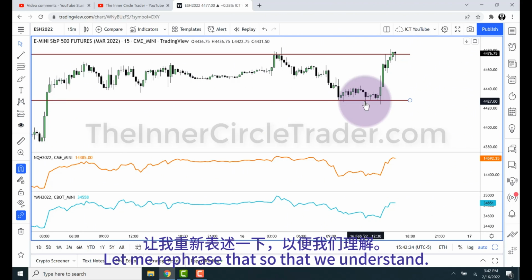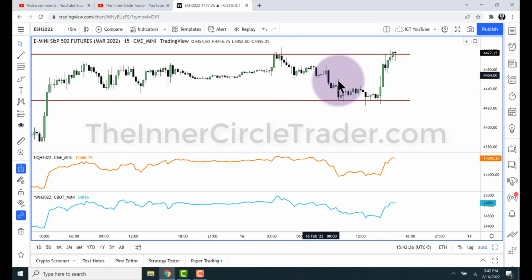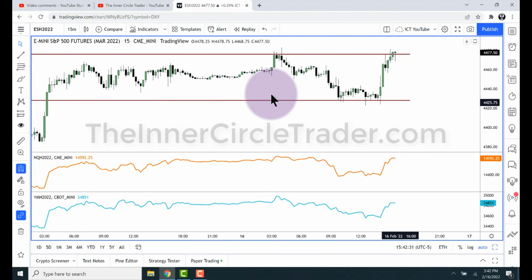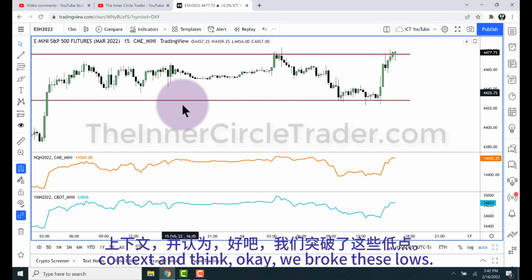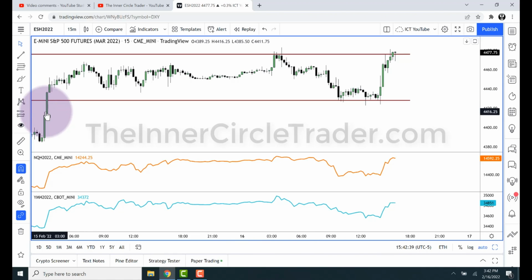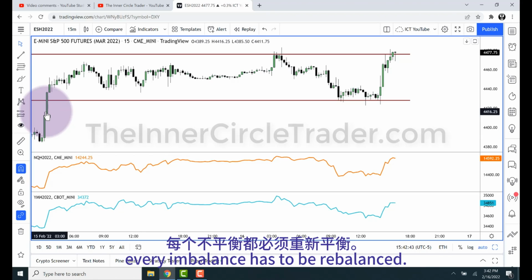Let me rephrase that so that we understand. When it's trading down, why doesn't it go over here? Because if you don't have this level in mind when you're watching the price action, you might lose the context and think, okay, we broke these lows, how far can it come down? It can come back and completely close this in, because the misnomer is every imbalance has to be rebalanced.